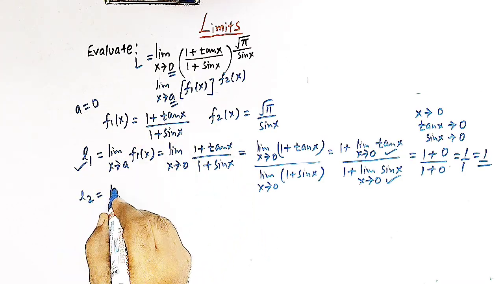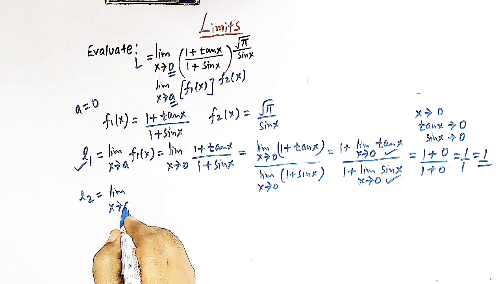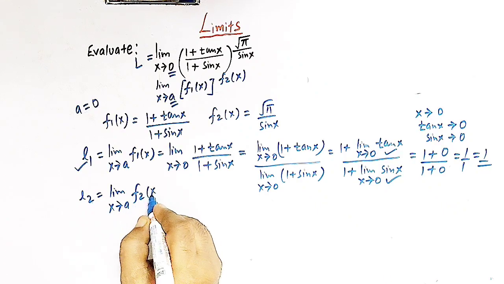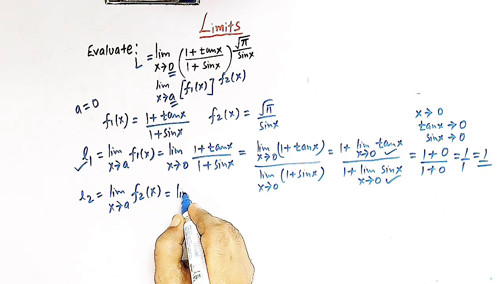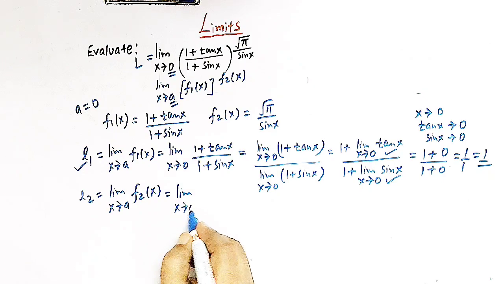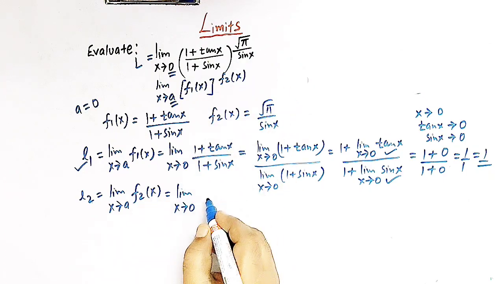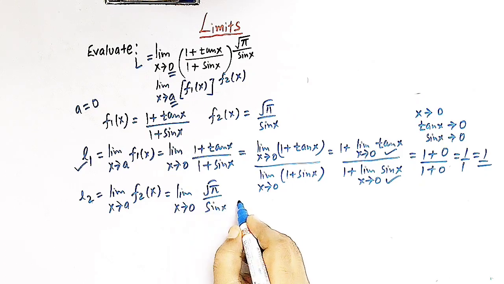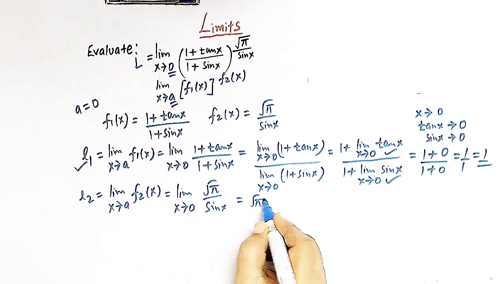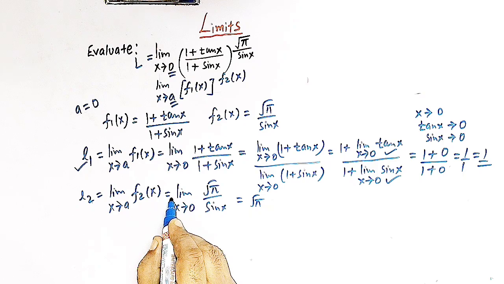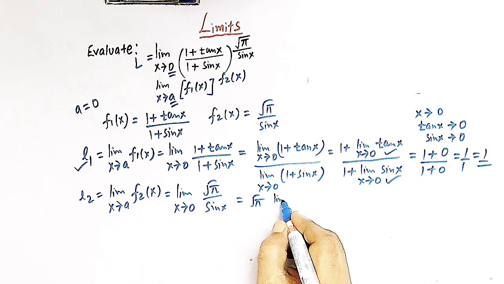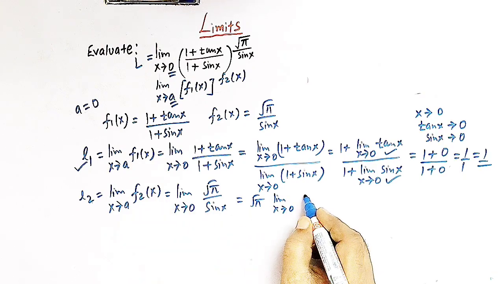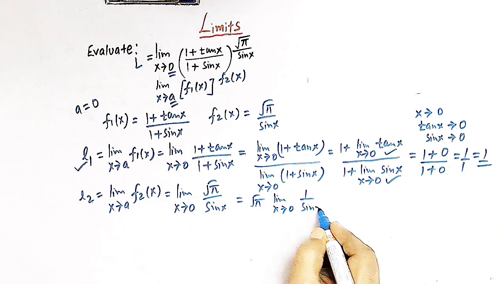So we have L2, limit x tends to a of f2(x), and here we have limit x tends to 0, and f2(x) is square root of pi over sin x. Now here we can write square root of pi in front of the limit notation, and we have limit x tends to 0, 1 over sin x.